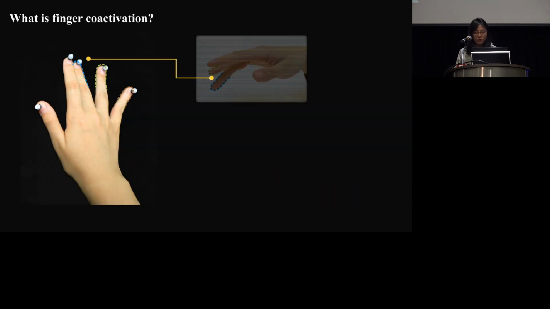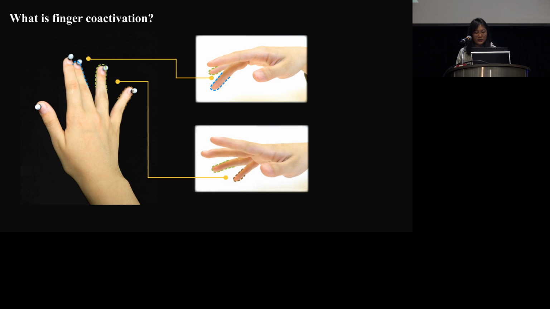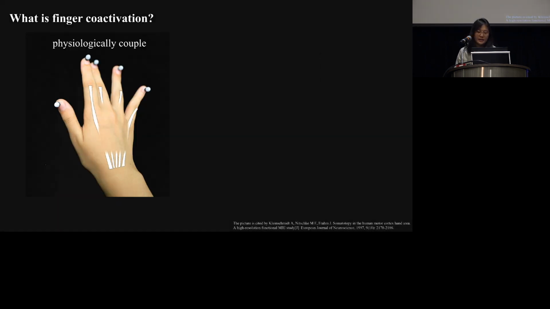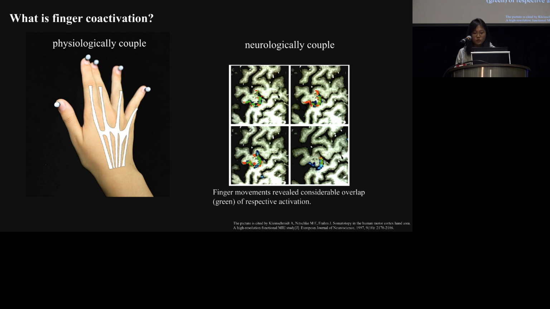Previous studies have revealed that when a finger moves, the other fingers do not totally stay static, but involuntarily move. This phenomenon mainly exists on the pair of middle finger and ring finger, and the pair of ring finger and the little finger. Finger coactivation is an inherent motor pattern attributed to both mechanical and neural factors. Physiologically, it is due to the coupling between muscles or tendons across different fingers. And neurologically, the regions of cortex controlling individual fingers overlap.